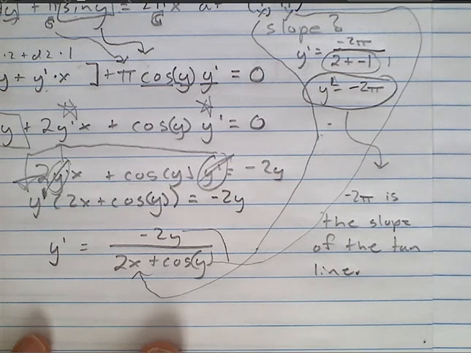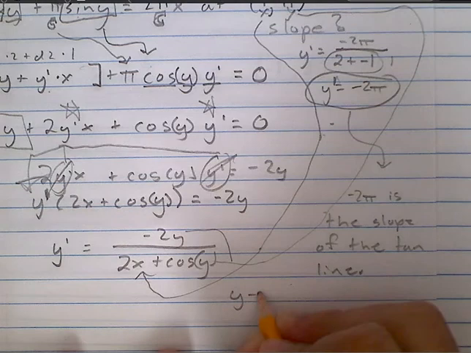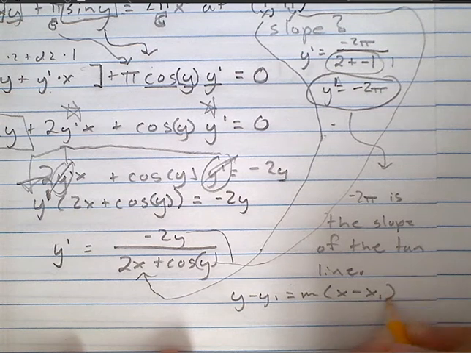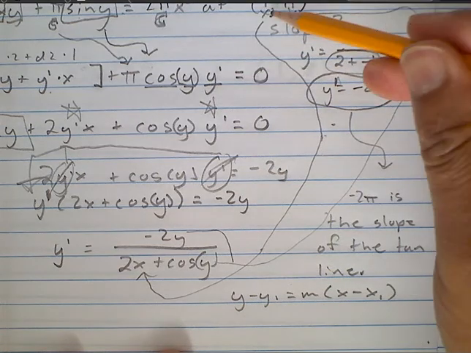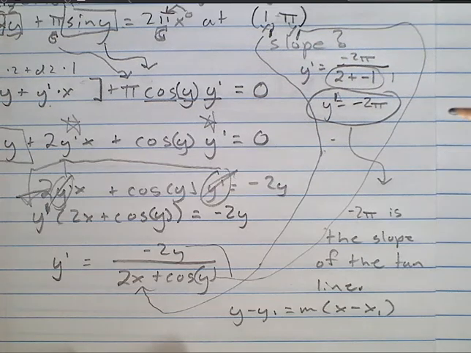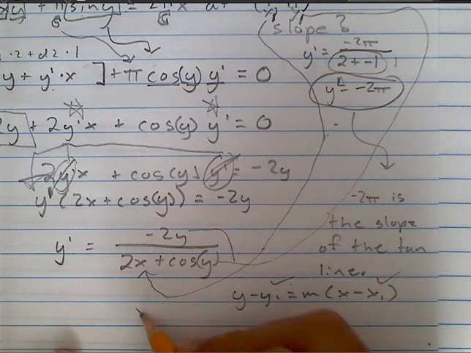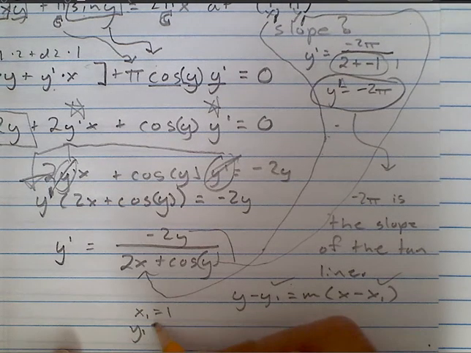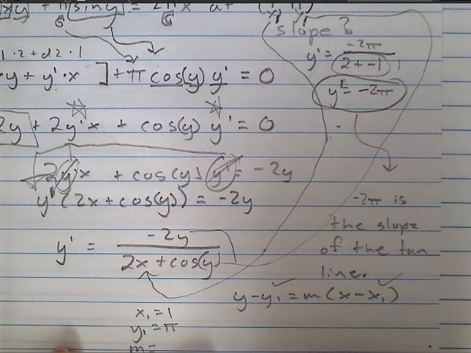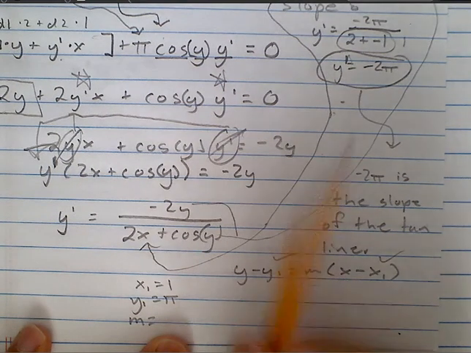And then I need an equation of the tangent line. So y minus y1 equals m times x minus x1. There's your x1 and your y1 up there, so you got these already. You can list them: x1 equals 1, y1 equals pi, and your slope is the output of the derivative, and your output of the derivative was negative 2 pi.